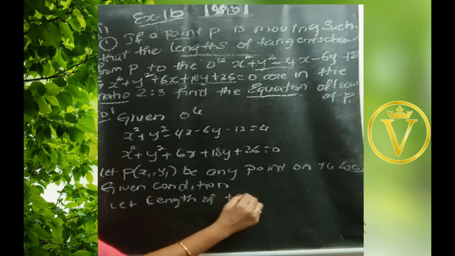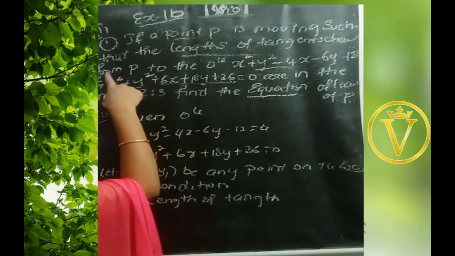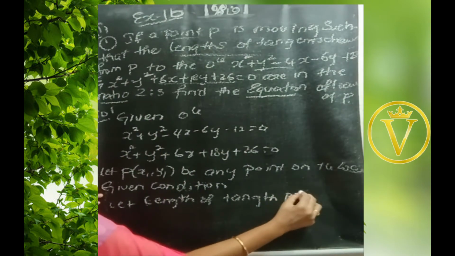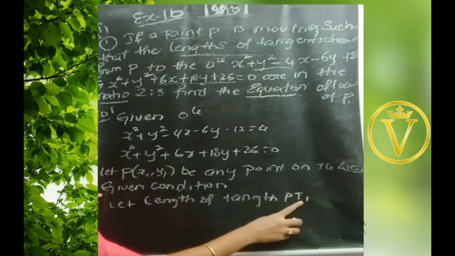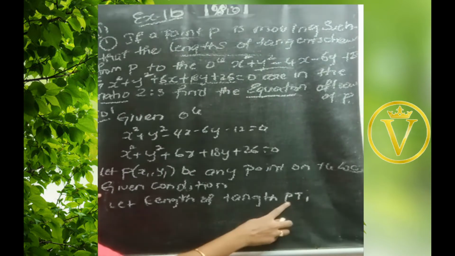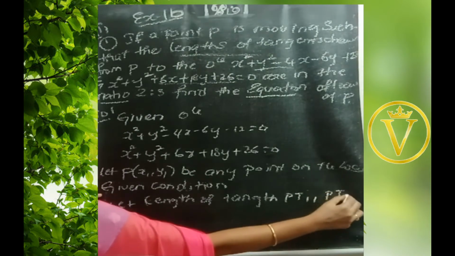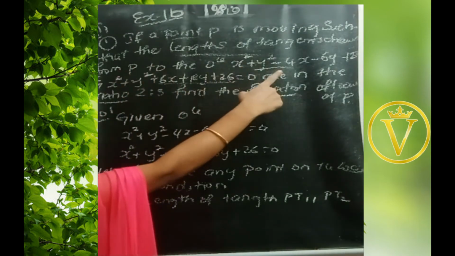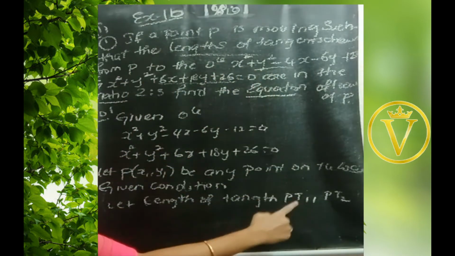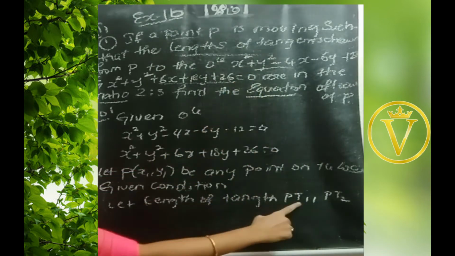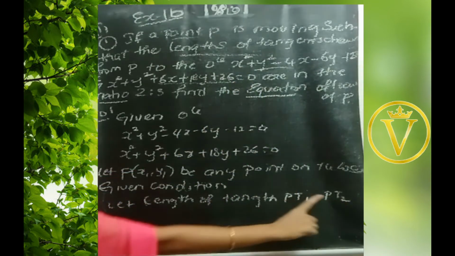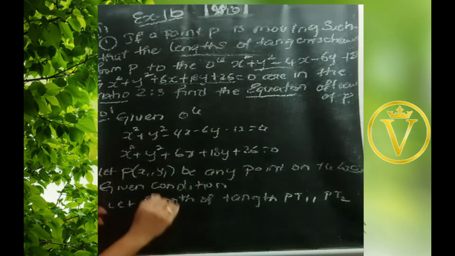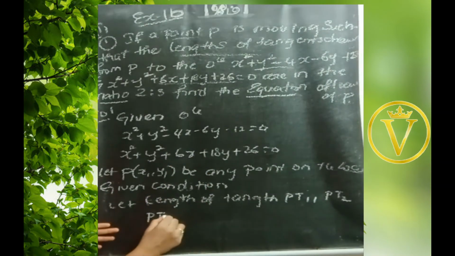Length of tangent which is passing from P, right? So PT1, this is the first tangent, the length of the tangent passing through P, and PT2. Let's think, okay? Now from P to the circle, that means the circle equation of the length of the tangent number 1, and for this number 2. This is the point, okay? Let's think PT1 and PT2.